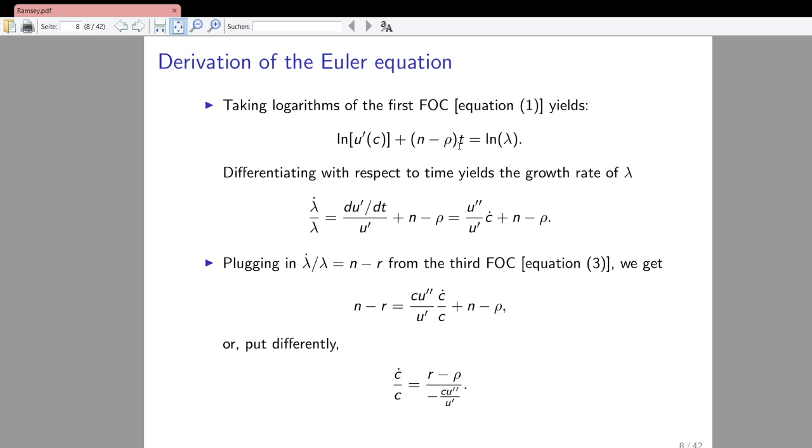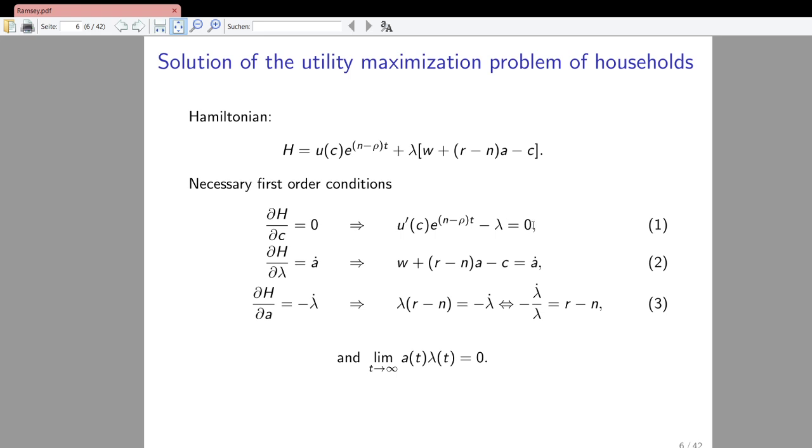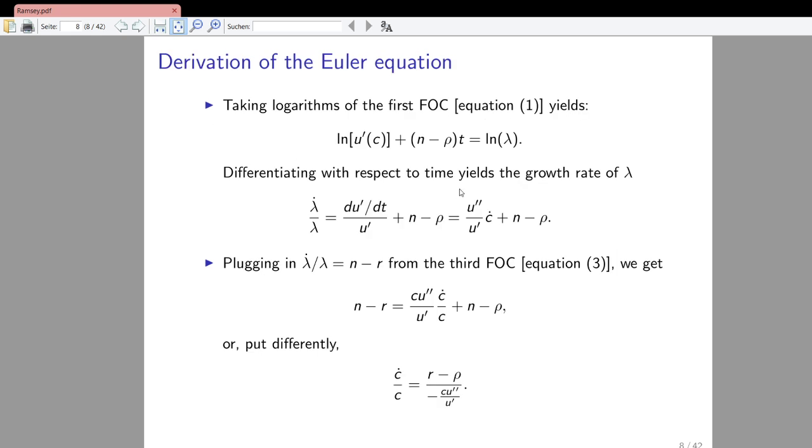And the first step is to take the logarithm of the first order condition, so of this equation here. And now we already know we get the logarithm of the derivative of the utility function with respect to c, plus n minus rho times t multiplied with the logarithm of e, and that's 1 here. And we brought lambda to the right hand side before, otherwise we could not take the logarithm as easily. And we have on the right hand side the logarithm of lambda.